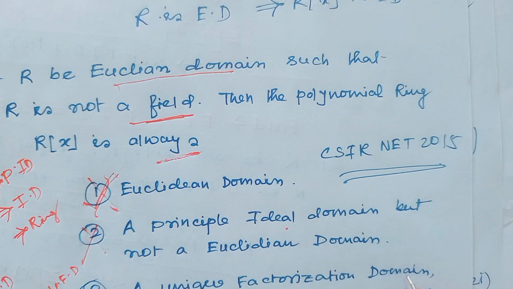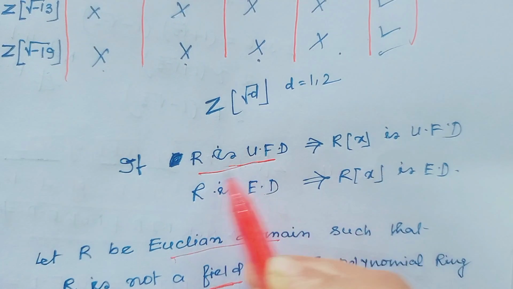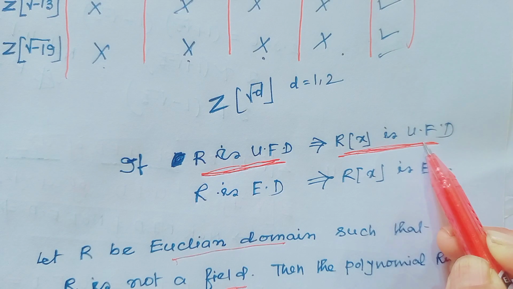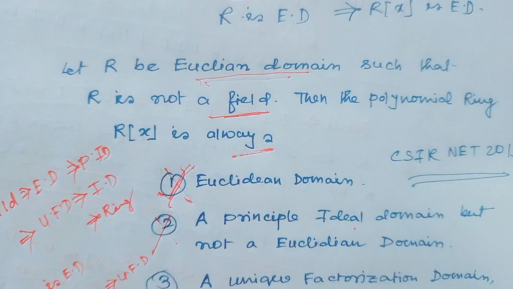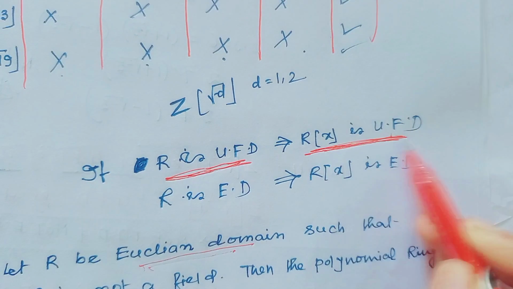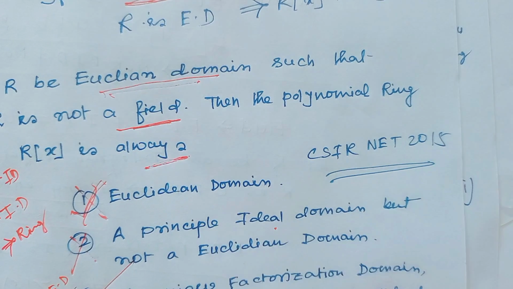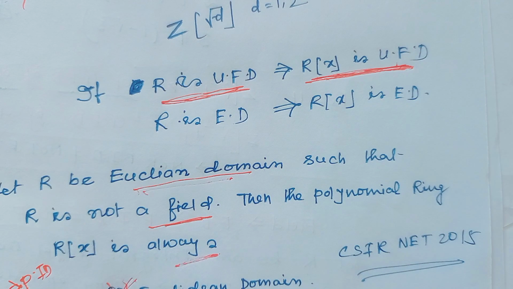Option 3, unique factorization domain but not a principal ideal domain. Notice this result. If R is a U.F.D, then R[x] is always U.F.D. Since R is a Euclidean domain, that means R is P.I.D and R is U.F.D. Since R is U.F.D, R[x] would also be U.F.D. So this is a unique factorization domain but not P.I.D since R is not a field. So option 4 is also a wrong option. This is not U.F.D. I hope all my viewers have understood this question easily.